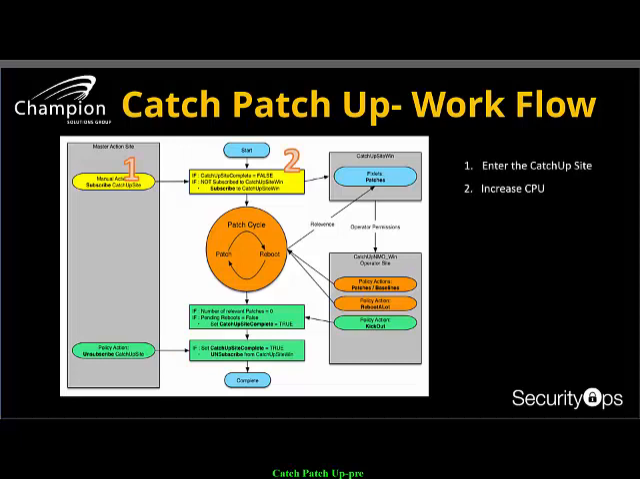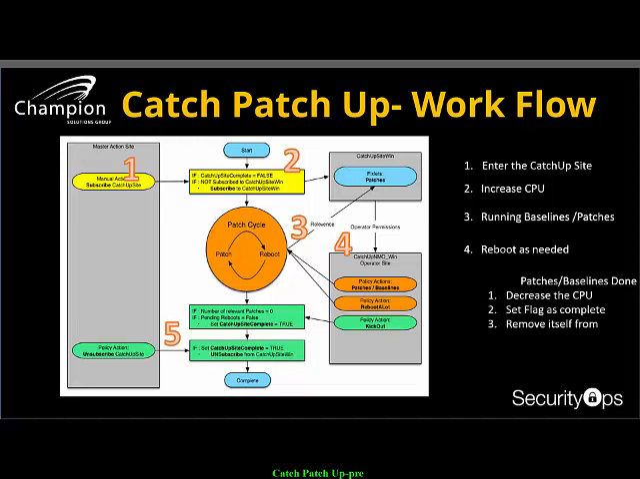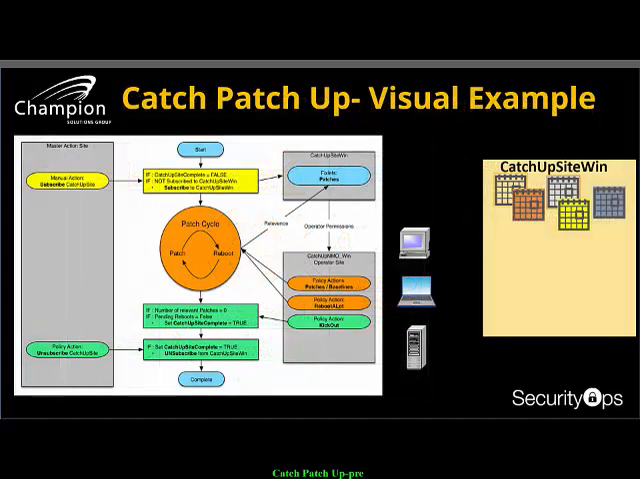Up site, increasing CPU, making sure the system can get its work done as efficiently as possible, running all the baselines and patches that you've collected over time, rebooting the machine as needed, especially in the Windows environment, being able to decrease the CPU, set a flag as complete, and remove itself out of the site in an automated fashion. So as you have new machines come in, you make sure they reach the gold standard of your production environment.